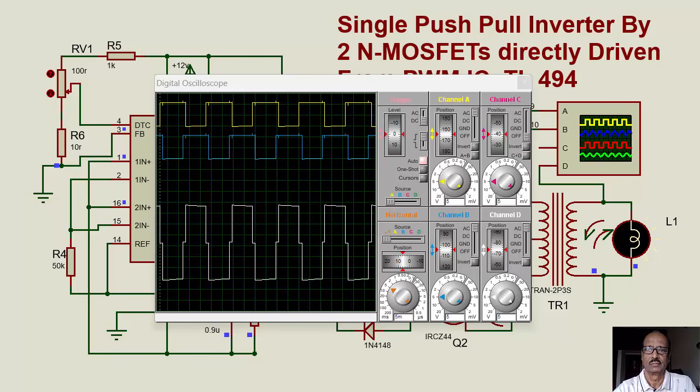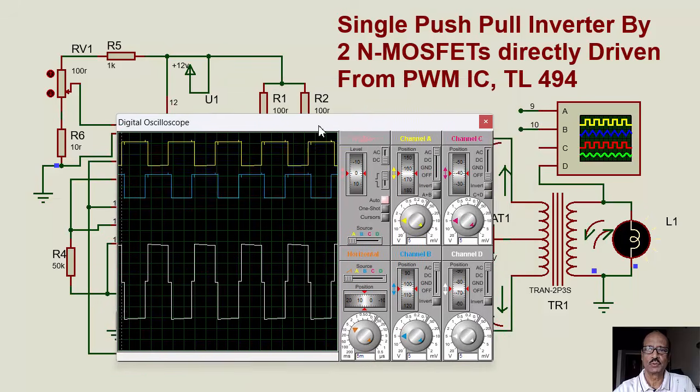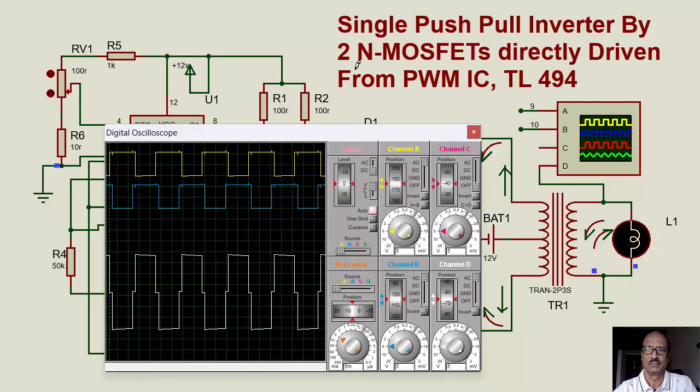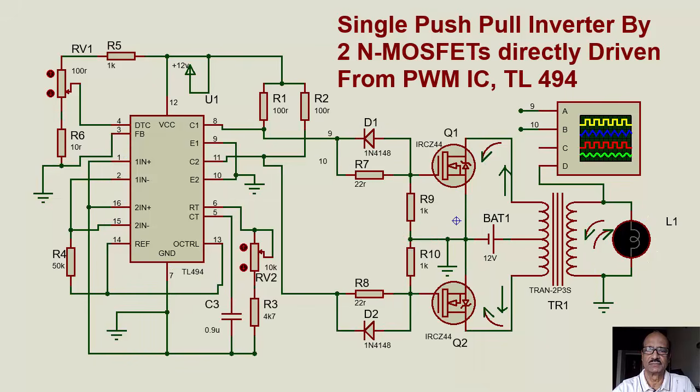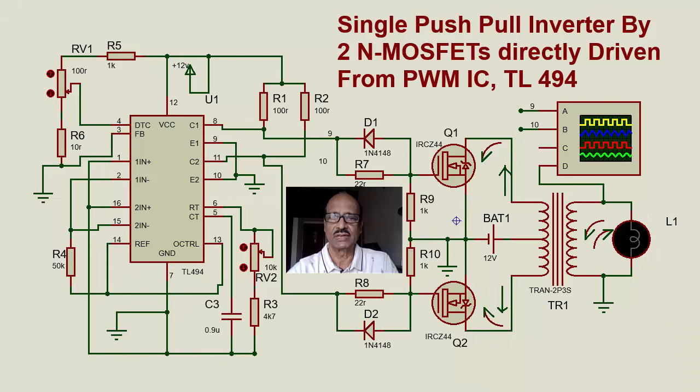Hello. In part 4 today, we shall discuss a single push-pull inverter by two MOSFETs directly driven by PWM IC, that is TL494. So before we go into all those details, let's try to understand the circuit first.